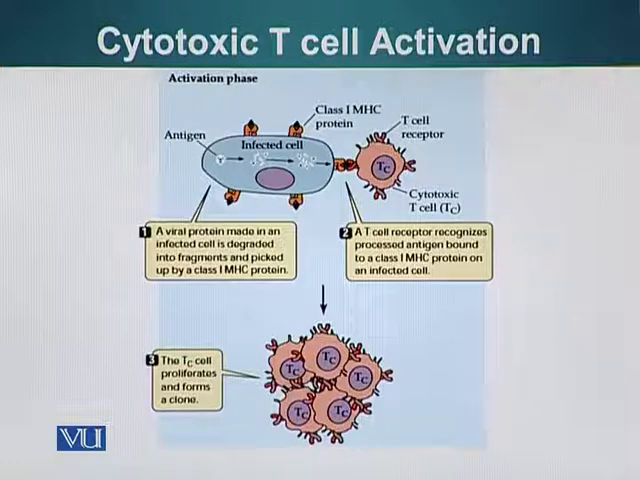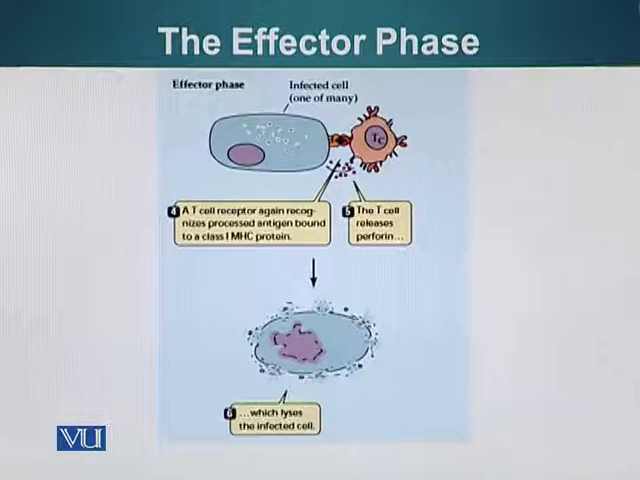The T cell, once it is activated, will proliferate and form a clone of cells. All the cells that come from that particular T cell will have the same TCR specificity. So these T cells, once they are activated, will proliferate and make many copies of themselves. Once that happens, they will go around in the body looking for other cells that have been infected.